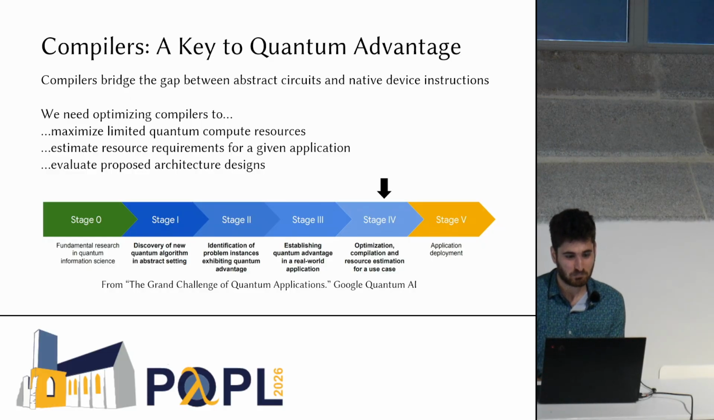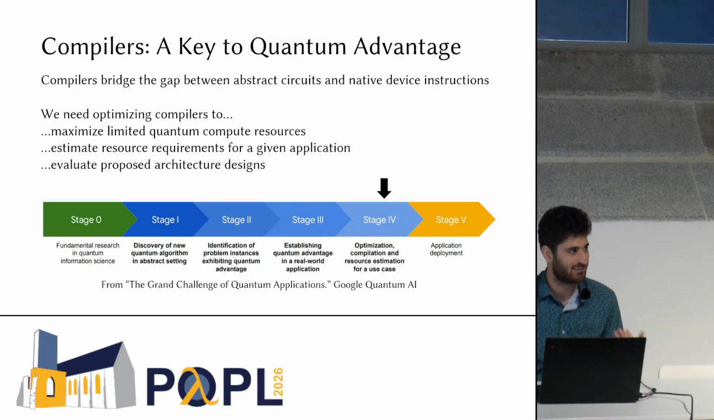Okay, so where do compilers fit into this picture? Well, in order to get from an abstract circuit description of the computation that we'd like to perform to the native instructions that are actually executed on this device, we need some sort of compilation step between these 2 things. And today, people have really identified compilers as one of the keys towards quantum advantage, which is this idea of using quantum computers for something that we can't use classical computers to do.